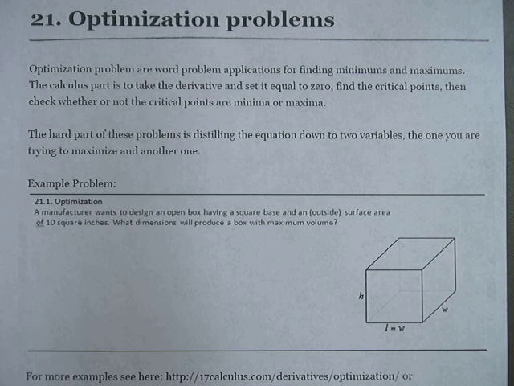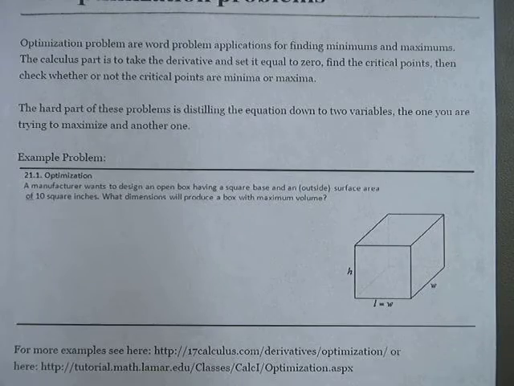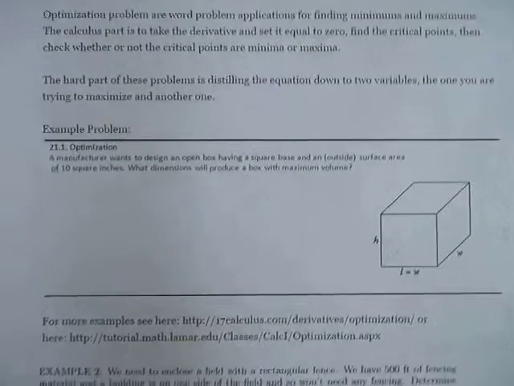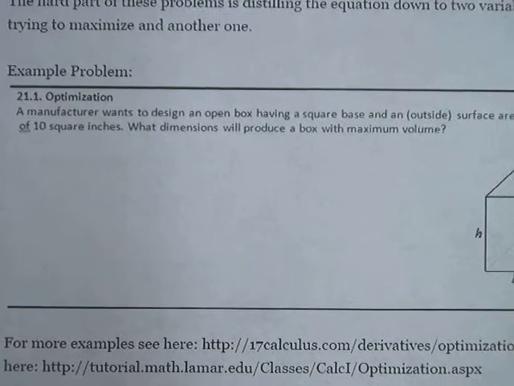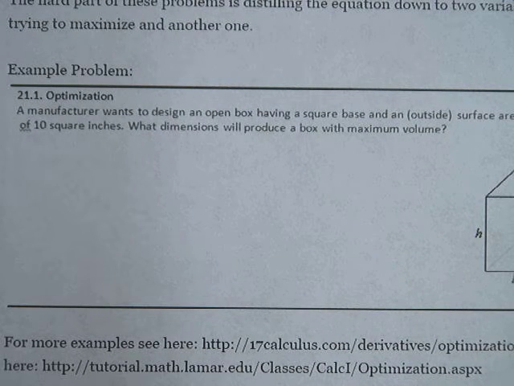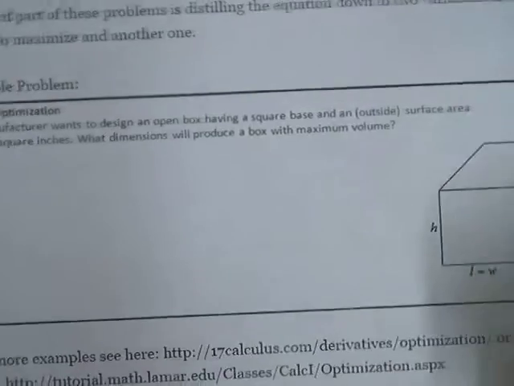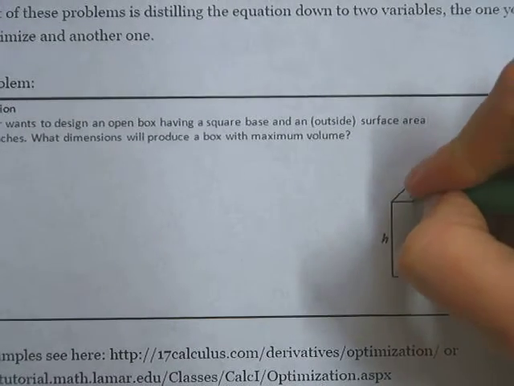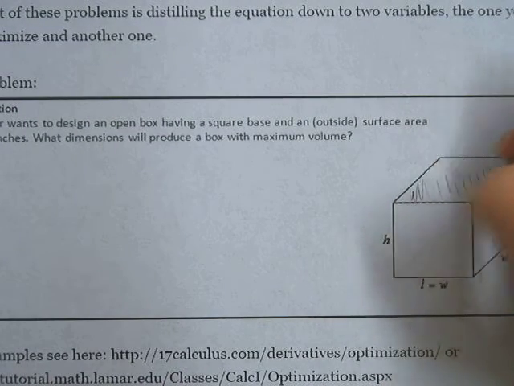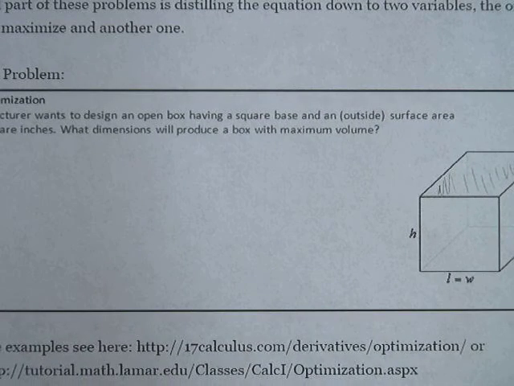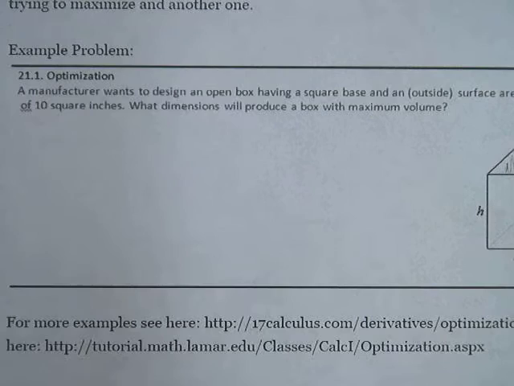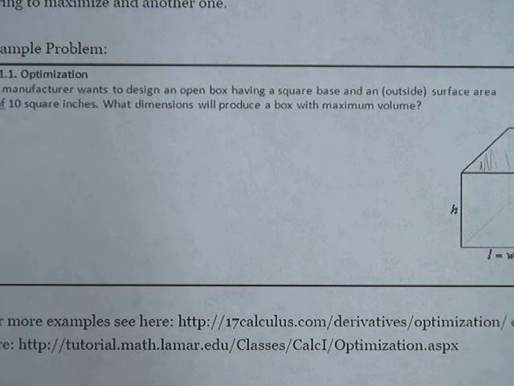So let's look at a few problems. First problem is the box one that was on my website. I'm going to zoom in on this. A manufacturer wants to design an open box having a square base. So open box means this is not a face. That's like a hole there. And an outside surface area of 10 square inches. What dimensions will produce a box with the maximum volume?